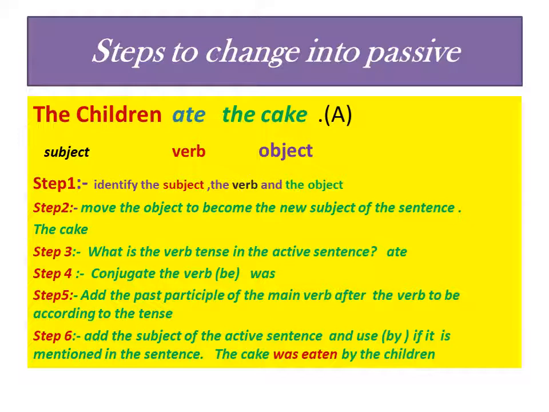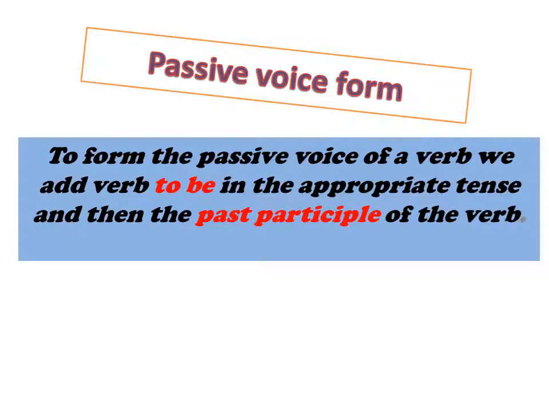Was, because cake is singular, okay, and eaten is the past participle of ate. So in the passive voice we use the past participle form and be; we mention the main verb after the verb to be. Passive voice form: the form of the passive voice of a verb, we add the verb to be, as I said to you, in the appropriate tense, and then the past participle of the verb.